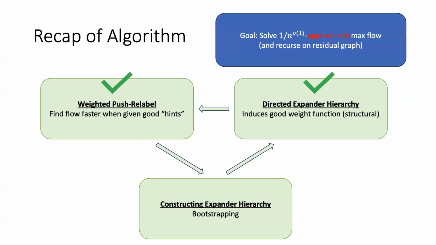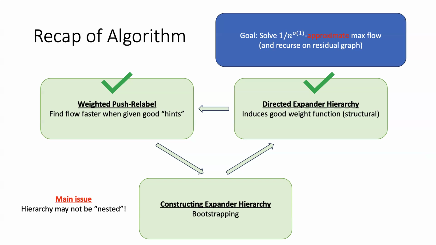Okay, so to recap, I've very briefly gone through the two components in our algorithm, the weighted push-relabel and the directed expander hierarchy. Hopefully now I've convinced you, at least intuitively, that if somehow magically you're given the directed expander hierarchy, you can find a good weight function from it and use it to solve max flow efficiently and approximately, and then you will recurse on the residual graph to get an exact max flow.